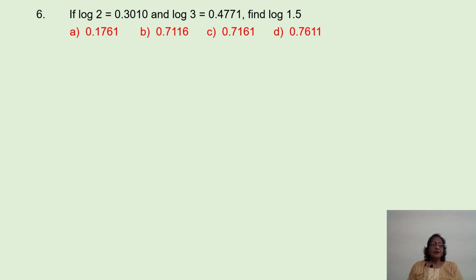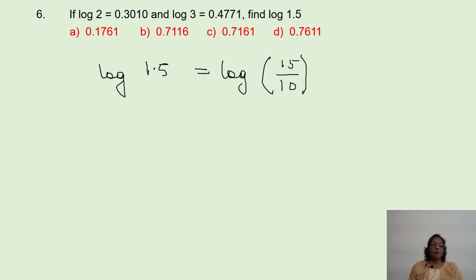So you have got the values of log 2 and log 3. You need to find the value of log 1.5. Similar sum we had done earlier. This can be written as log of 15 upon 10, which further can be simplified as log of 3 upon 2.